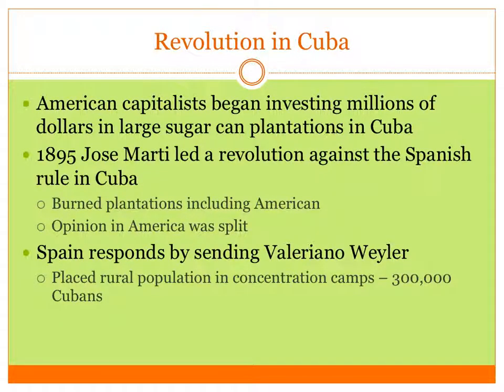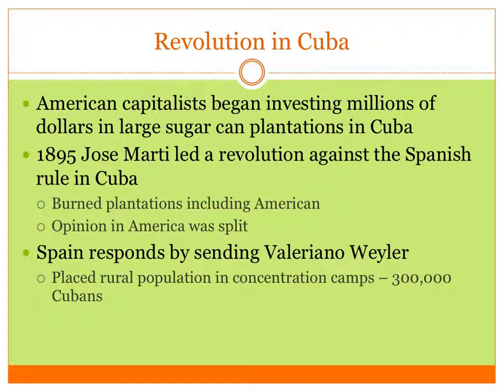Imperialism and the results of imperialism will reach the nation of Cuba, which is just 90 miles off the coast of Florida. Cuba was a colony or a protectorate, or it belonged to the Spanish. The Spanish at the time were ruling Cuba. American capitalists, those are people that invest their money to make money, began investing millions of dollars in sugarcane plantations in Cuba, and they liked making money in Cuba.